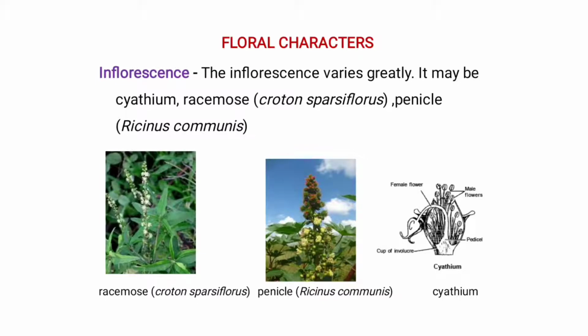The floral character is important for our family. The first one is the inflorescence. The inflorescence is variously developed. It may be Cythium, racemose, panicle type. In this, the Croton and Persiflorus have a racemose type. You can see this in this example, there is the racemose type. Then the panicle type is in Ricinus communis, and the Cythium is present in some plants.